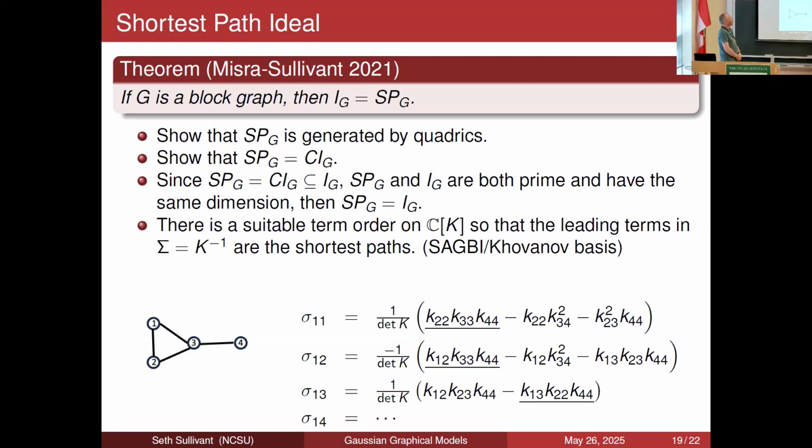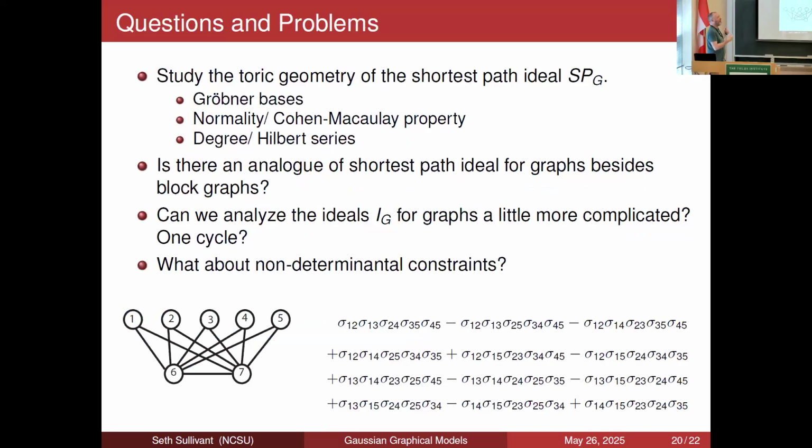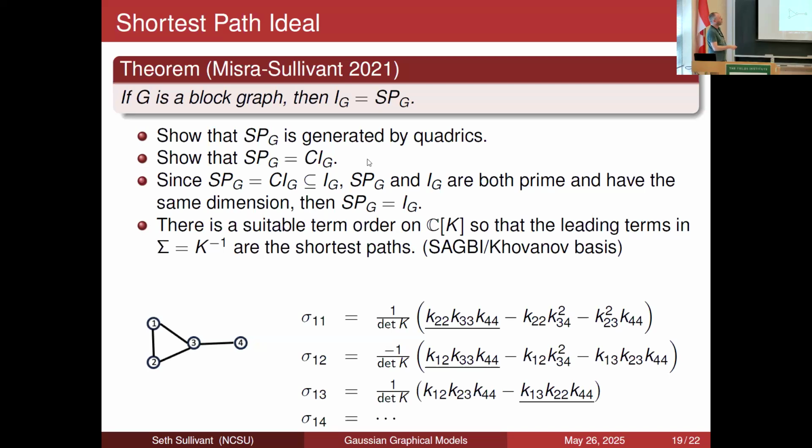Okay. So how does the proof go for this? Again, it's a little roundabout. You look specifically at the shortest path map, show that it's generated by quadrics, and that those quadrics are the same as the quadrics from the conditional independence structure. And then again, you use the fact that these two ideals, the shortest path ideal and the vanishing ideal of the model, are both prime and have the same dimension, so they have to be the same.